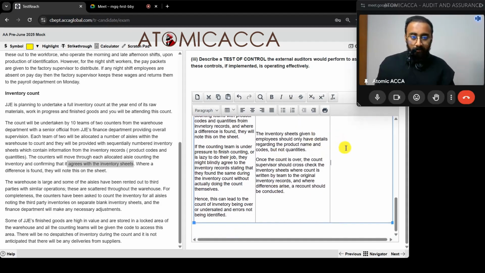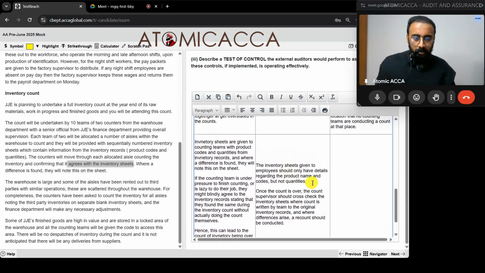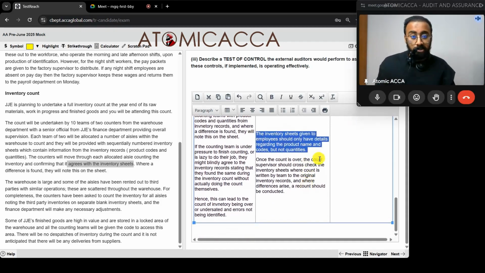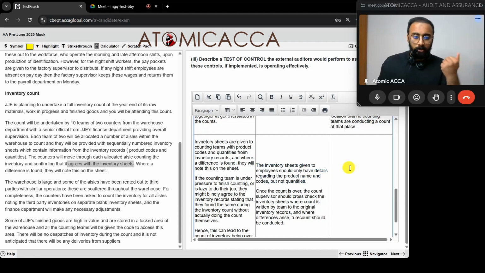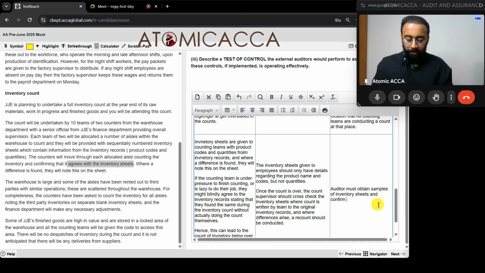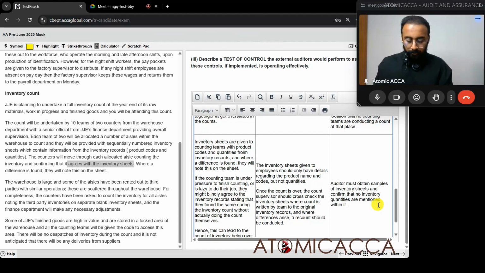Now as an auditor, how do I confirm that this thing is working out? First thing, I want to confirm that in the inventory sheet no quantities are there. How do I do that? Get a copy of the inventory sheet, then ensure that this data is not there. So the auditor must obtain samples of inventory sheets and confirm that no inventory quantities are mentioned within them.